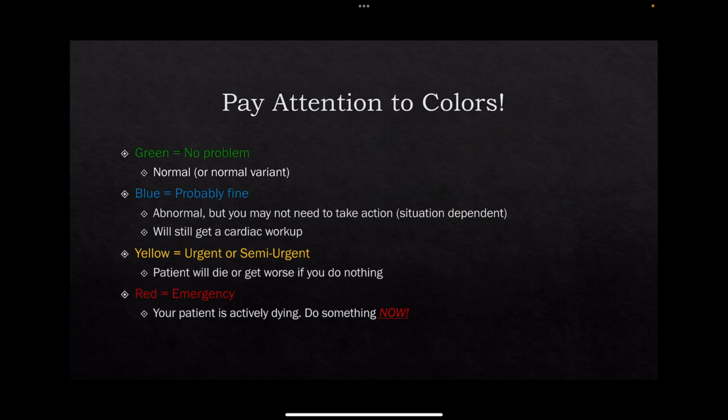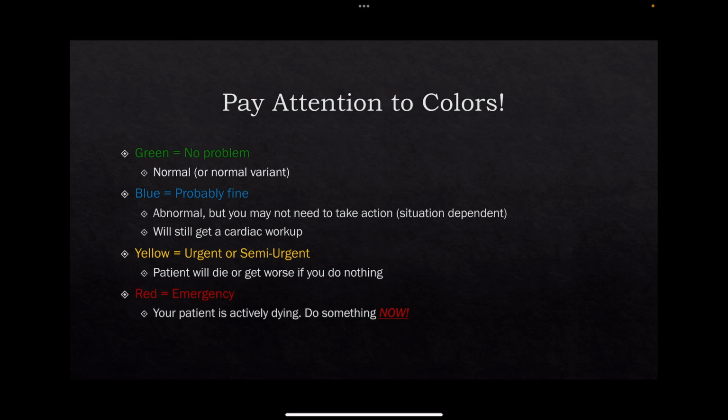Now, pay attention to the colors as we go through these ones, because if it's a green worded answer, those types of EKG rhythms are okay. They're benign. They're not going to kill you. The blue ones are probably fine. You may need a cardiology workup to make sure everything's okay, but in a blue one, abnormal, but you'll probably be okay, but you still need a workup.